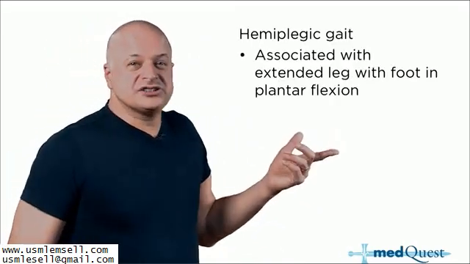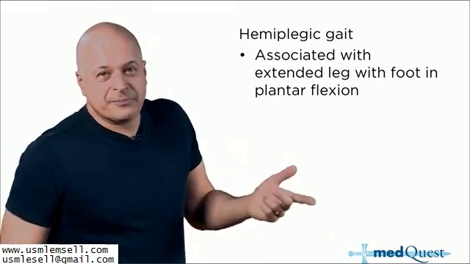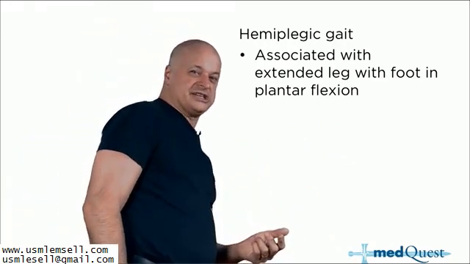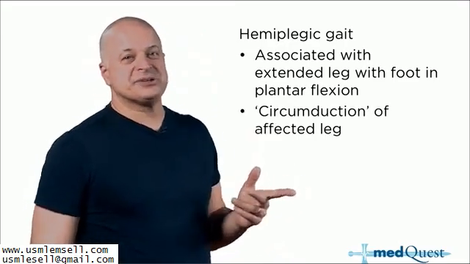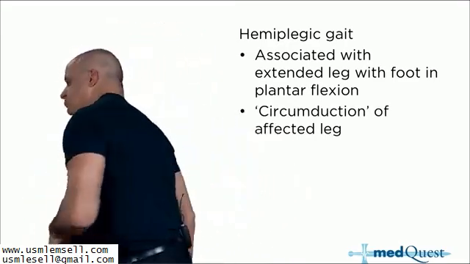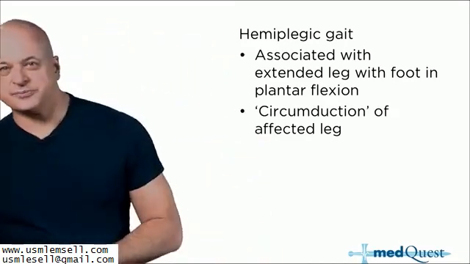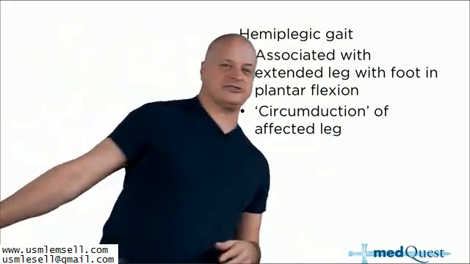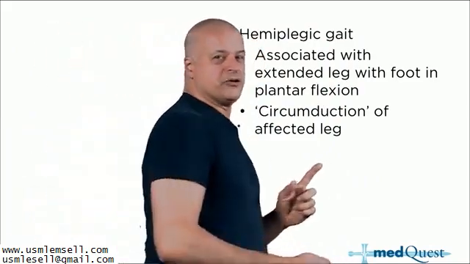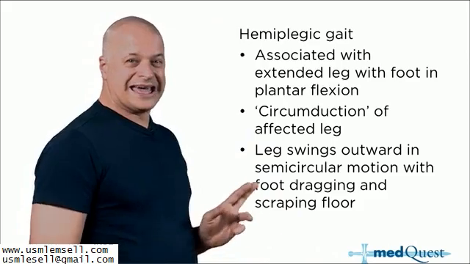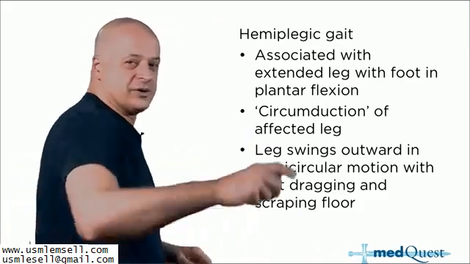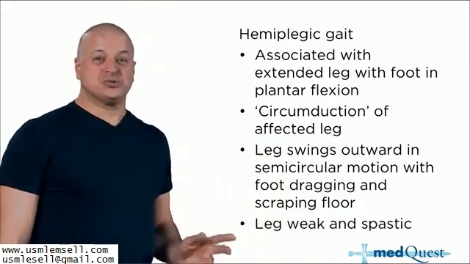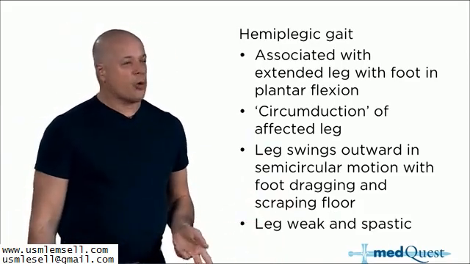It's associated with an extended leg, the foot in plantar flexion pushing down, and circumduction of the leg. Circumduction is where you try to flop it over, going around in a circle. The leg swings outwards in a circular motion and the foot drags, scraping the floor, because it's weak. It's dropped. The whole leg is weak.